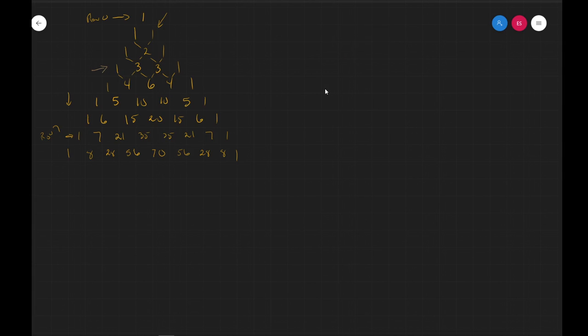Alright, so let's say we are looking at a slightly more complicated version of this. Let's say we had something like 2x minus 3y. That's our term, and then we're going to raise that to the 4th power. Using Pascal's triangle, we're going to look at the 4th row.